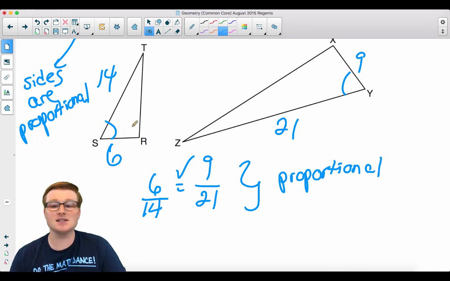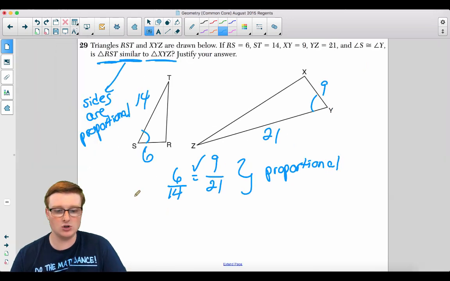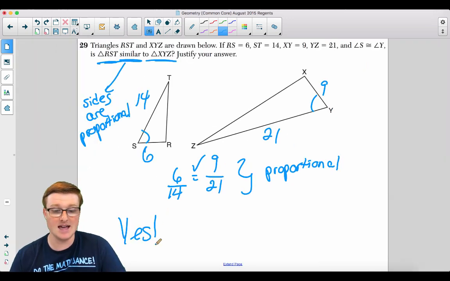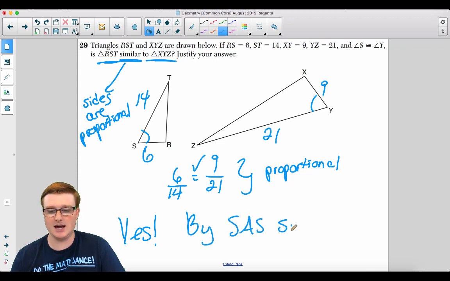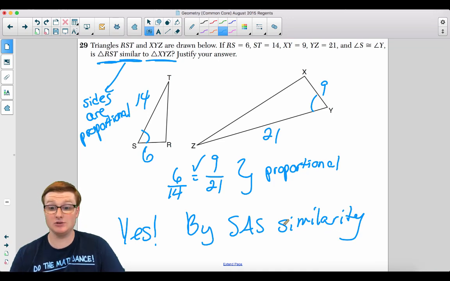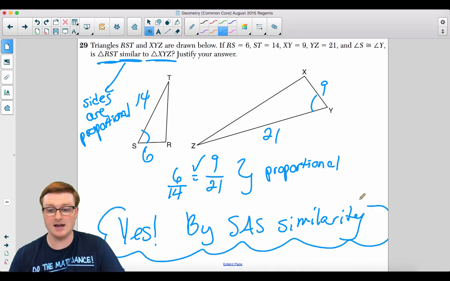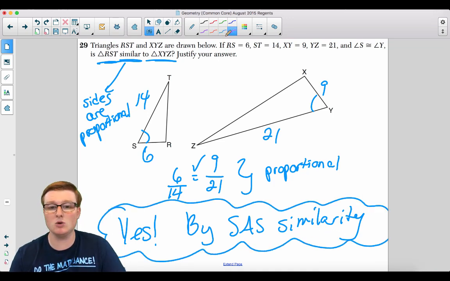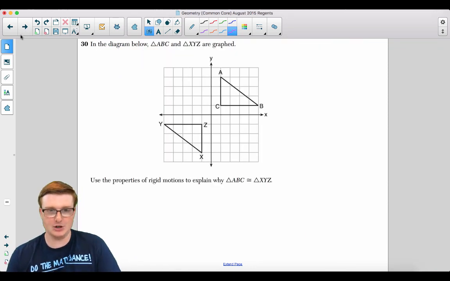And angle S is congruent to angle Y. So to answer the question, are these 2 triangles similar? Yes. And justify your answer by side angle side similarity. And that's it. That's how you prove those 2 triangles similar. Yes, by side angle side similarity. Pretty simple question. Moving on to number 30, one of my favorite questions because it's all over the place.